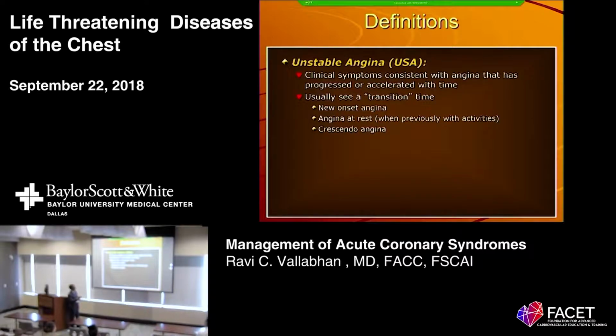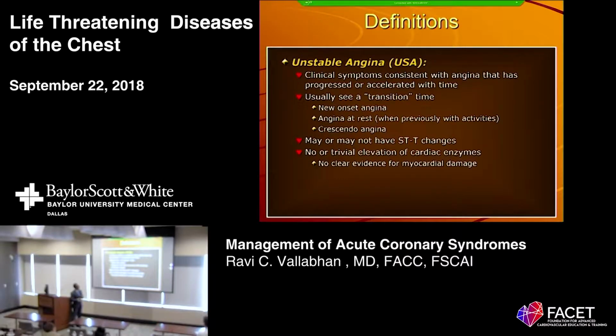We found a subtotal RCA, 99 percent. You can get angina at rest. You have patients who have exercise-related angina that transitions to the same symptom happening at rest. Patients who have rest symptoms are very unstable, with clear crescendo angina. They may or may not have ST changes, and they usually have no or trivial elevation of enzymes, no clear evidence of a marker.